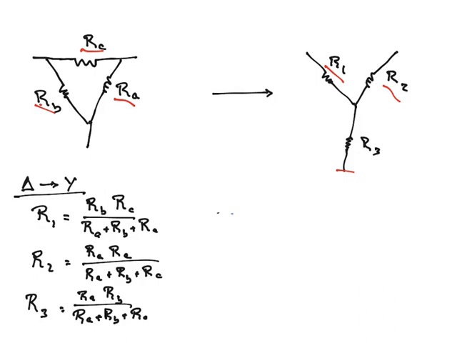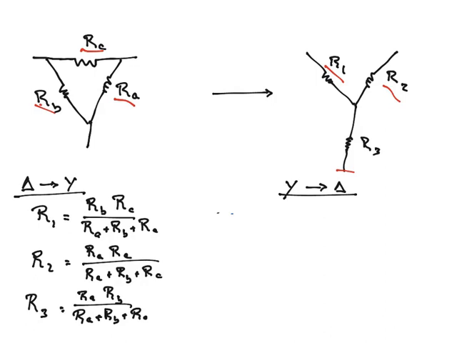So now let's say we want to go the other way. Say we're given a circuit which has a Y connection in it already, and I'm trying to figure out how to convert it to the delta connection. So I want to go from Y to delta. How do I do this? Well, in this case, I'm going to know resistors 1, 2, and 3, and I'm trying to come up with an equation that has A, B, and C in it.